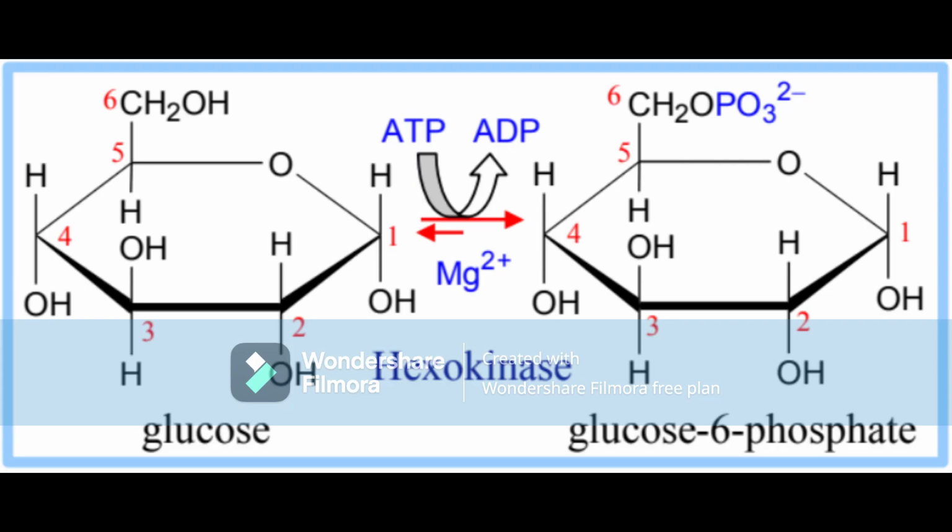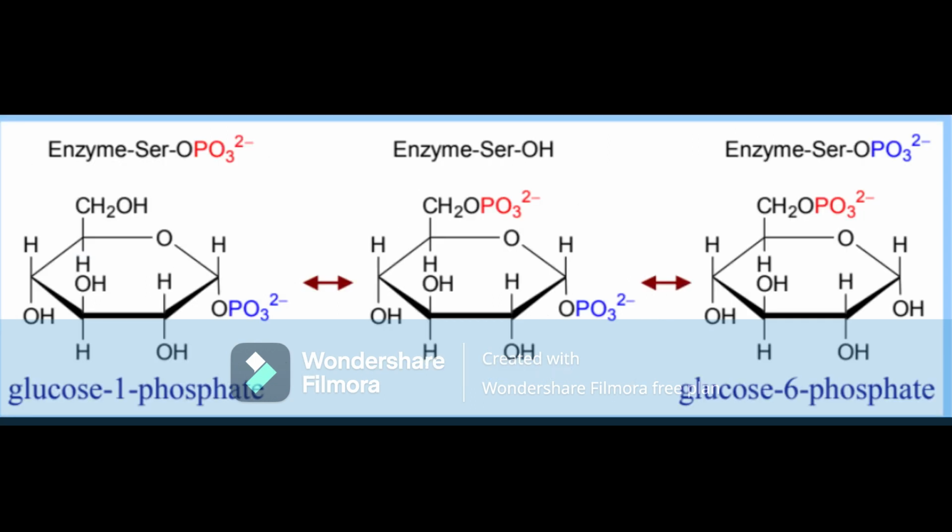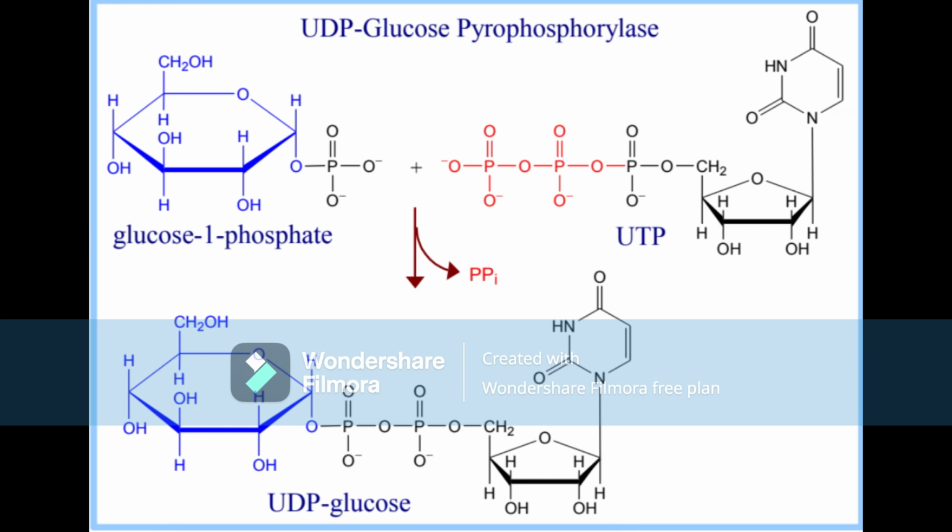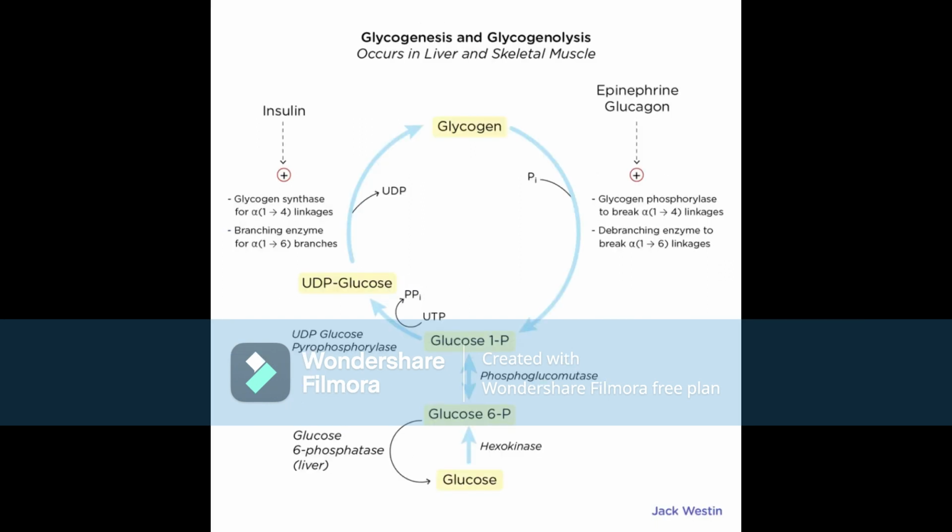During glycogenesis, glucose is converted to glucose 6-phosphate by the enzyme hexokinase. The glucose 6-phosphate is then converted to glucose 1-phosphate and then to UDP-glucose, which is used to form glycogen. The enzymes involved in glycogen synthesis include glycogen synthase, UDP-glucose pyrophosphorylase, and the glycogen branching enzyme.